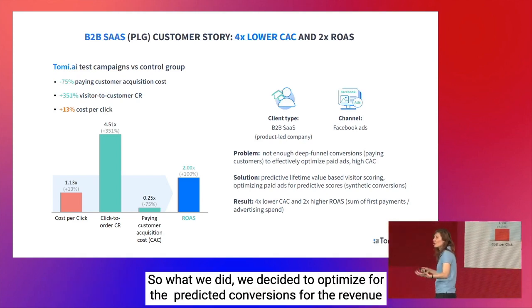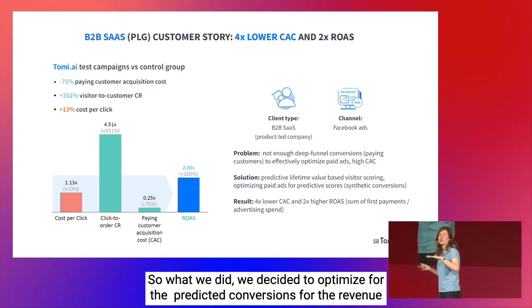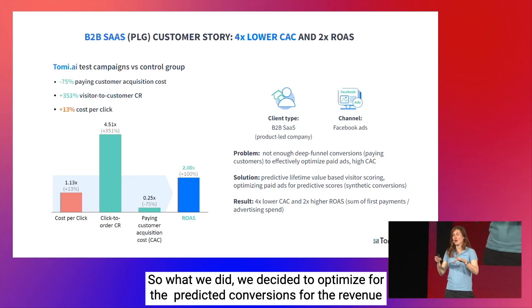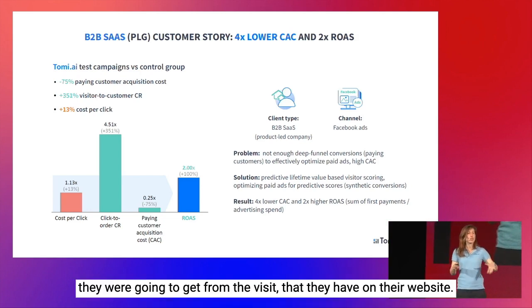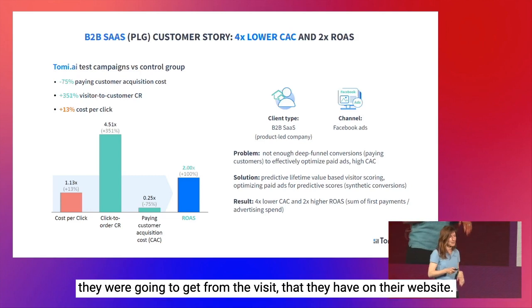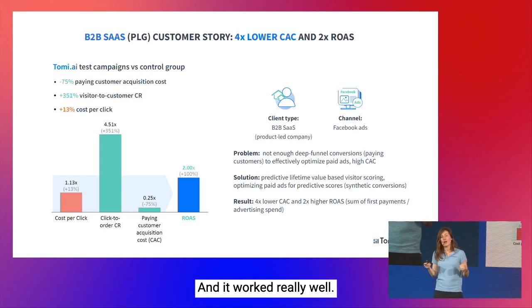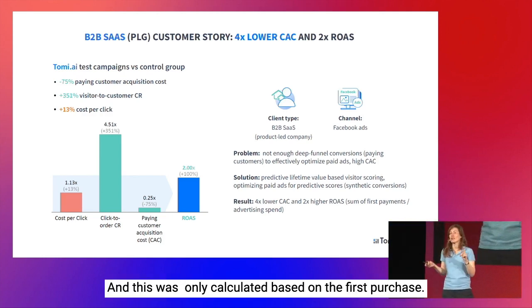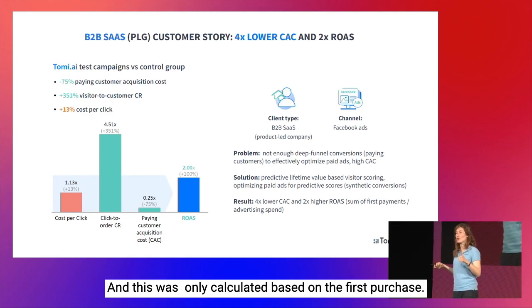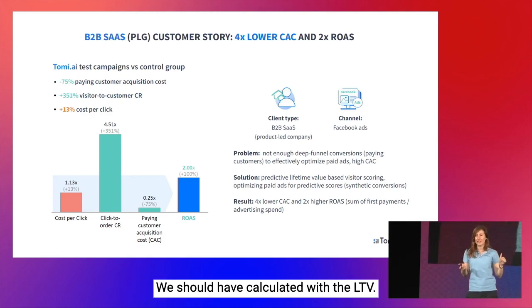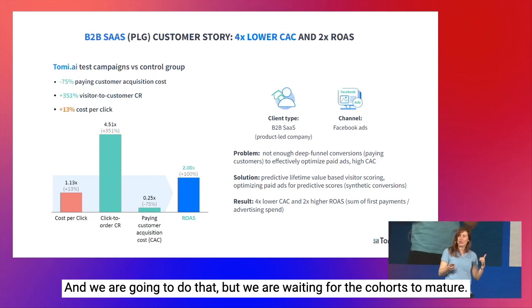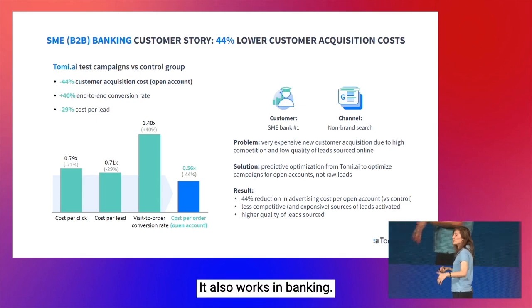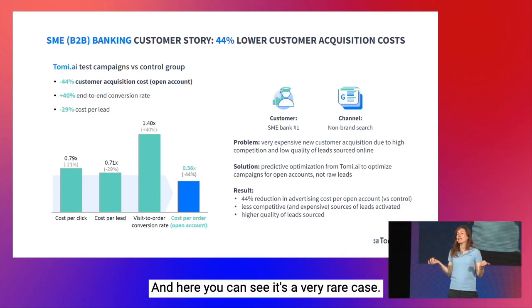So what we did, we decided to optimize for the predicted conversions, for the revenue they were going to get from the visit on their website. And it worked really well. You can see that ROAS doubled, and this was only calculated based on the first purchase. We should calculate it with the LTV, and we are going to do that, but we are waiting for the cohorts to mature.